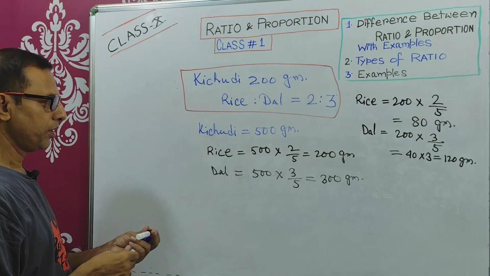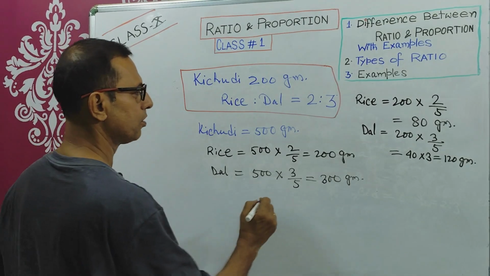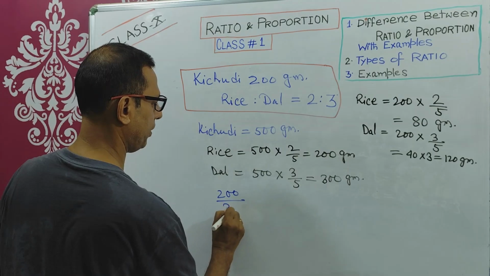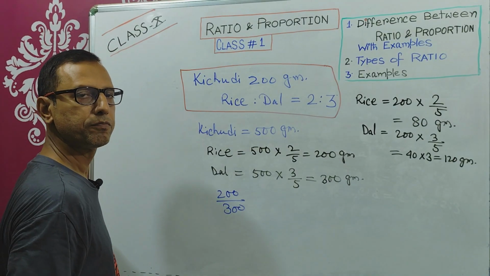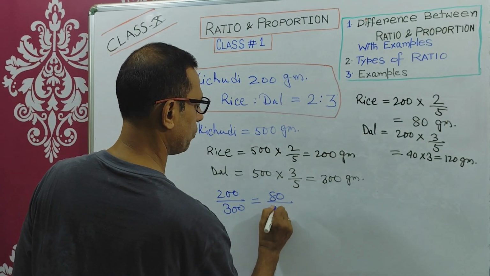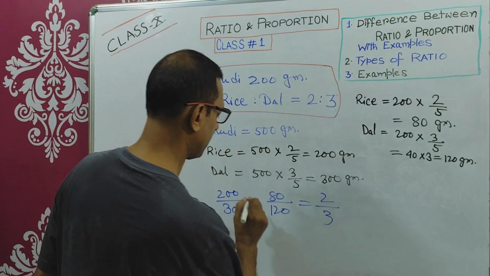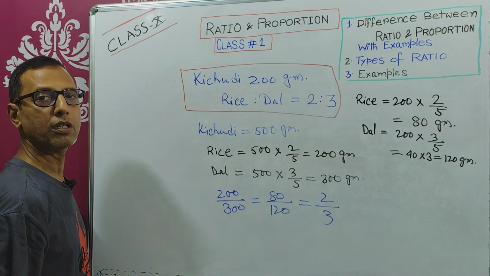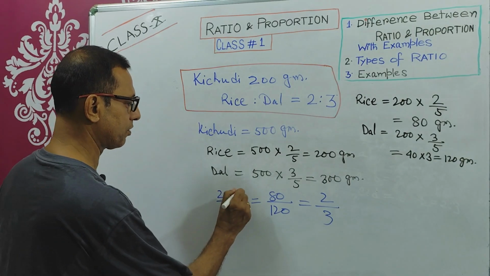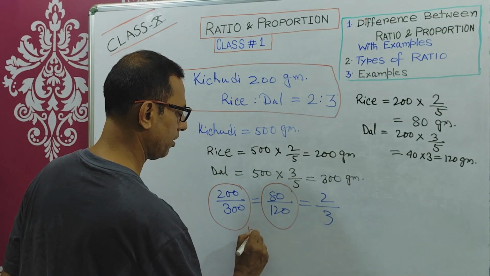Right? So now we are comparing these two ratios. So 200 is to 300 equals, earlier it was 80 is to 120. These two are the same proportion of 2/3. Both of these are equal to 2/3. So that means these two are in the same proportion. If two ratios are equal to each other, these two ratios are the same. So these two are in proportion.